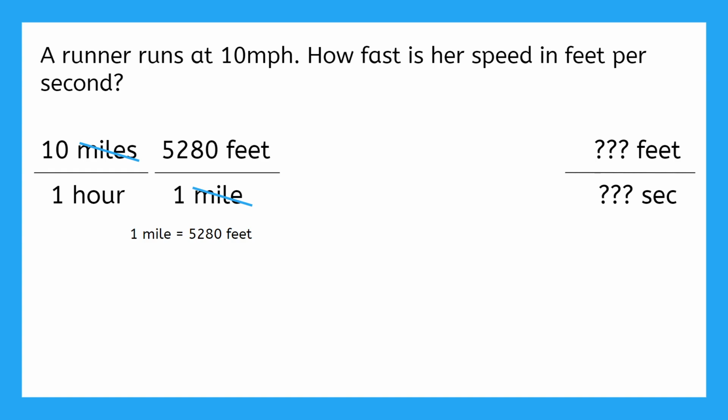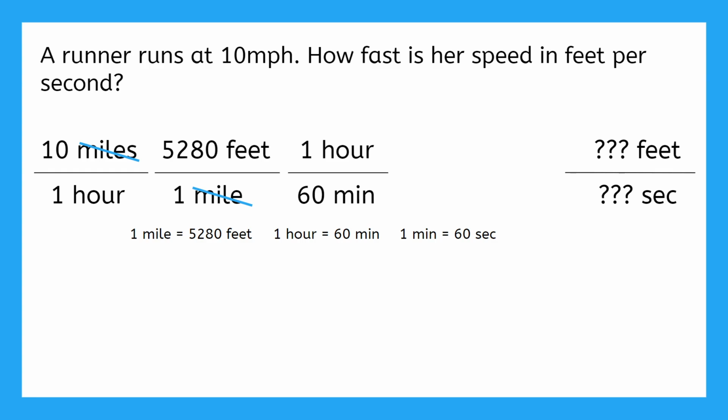We don't know a specific conversion rate for hours and seconds, but we do know how many minutes are in an hour and how many seconds are in a minute. So we use 1 hour over 60 minutes, and the hours on top cancel the hours on the bottom, leaving minutes on the bottom. Then we use 1 minute over 60 seconds, and the minutes on top cancel with the minutes on the bottom, leaving just seconds. So now we've replaced miles per hour with feet per second. And now all that's left is multiplying all those numbers together.